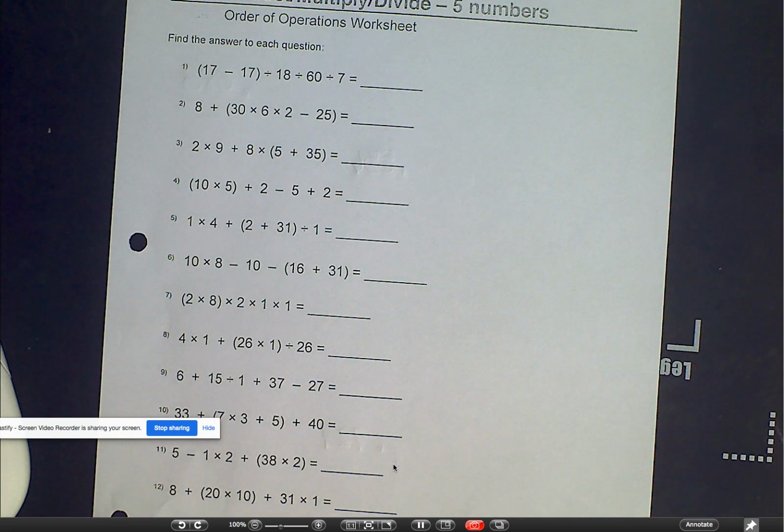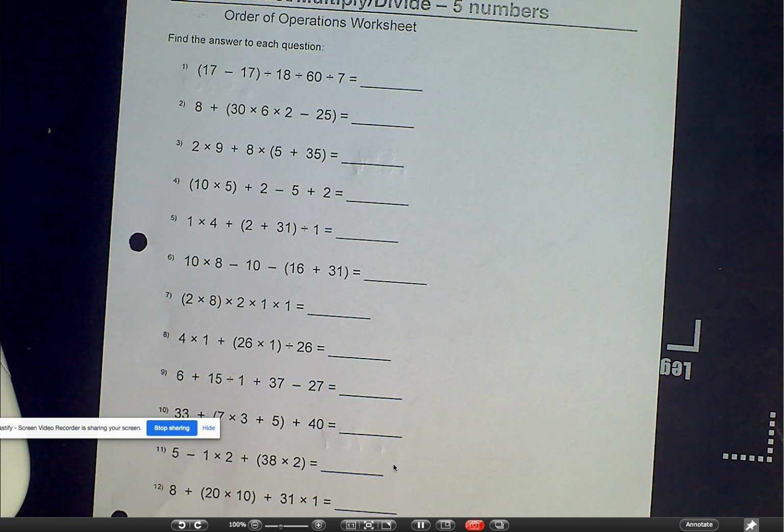All right, let's look at the other side, which is going to be your order of operations. Okay, and this is really important because some of you that have been bringing me your work, you're not moving down. You're not copying the problem and letting it flow.